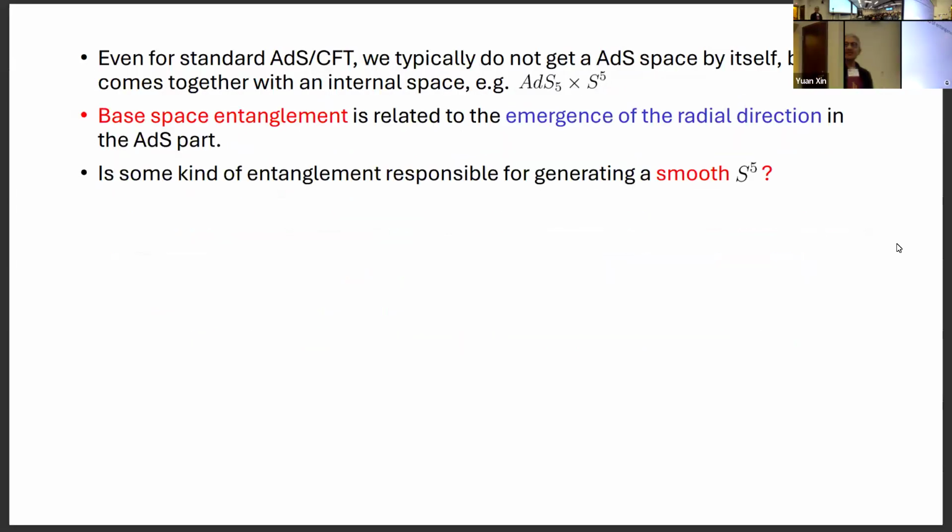Now, even for standard AdS/CFT, we typically never get an AdS space by itself, but it comes together with an internal space. I mean, the classic example being AdS5 cross S5. Base space entanglement is related to the emergence of the radial direction of AdS space. And it's a natural question to ask, is there some kind of entanglement which is responsible for generating a smooth S5? Because from the bulk point of view, S5 is as good a space compared to the AdS part.